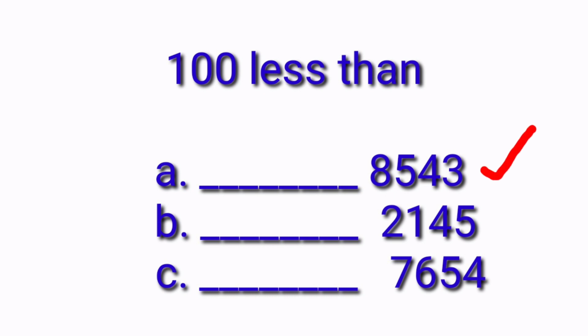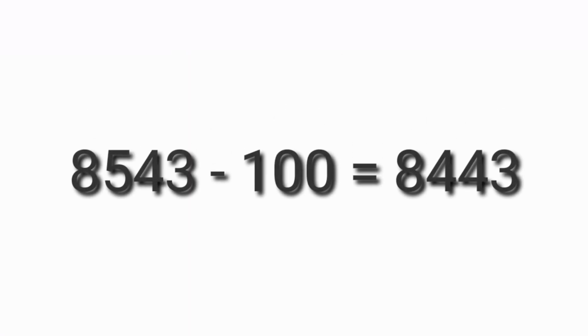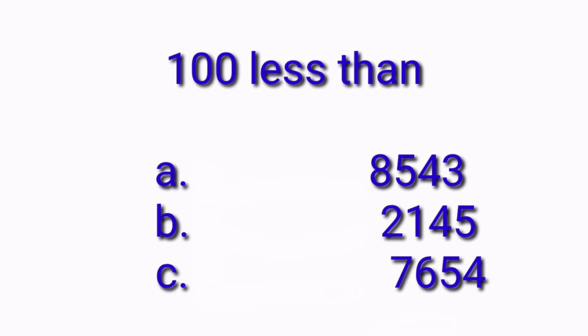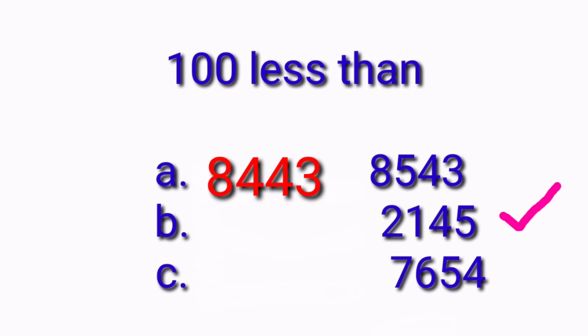Okay, let us choose first one 8543. Here we are looking for a new number which is 100 less than 8543. We will get the new number by subtracting 100 from 8543. We write it down as 8543 minus 100 equal to 8443. If we subtract 100 from 8543, we get 8443.